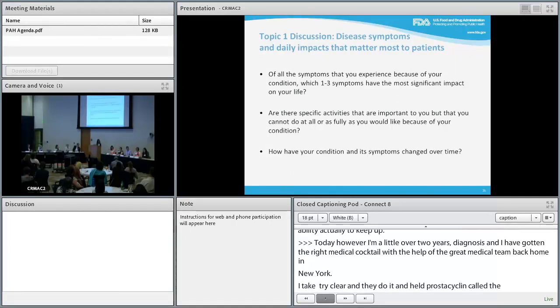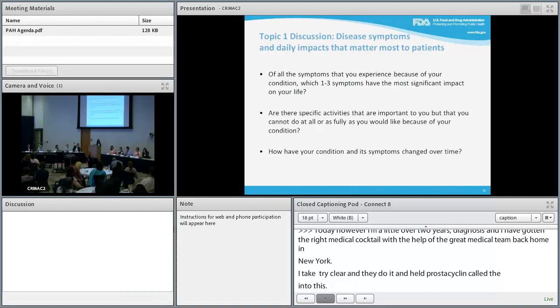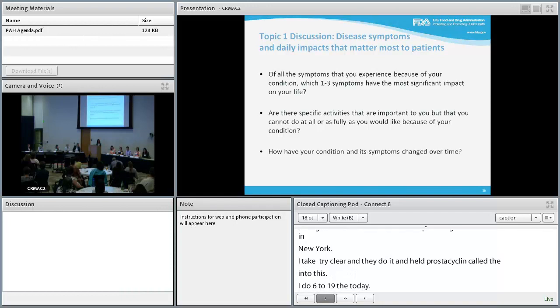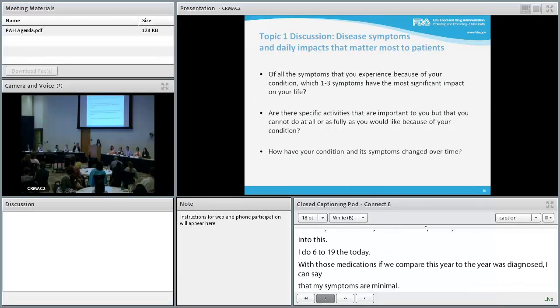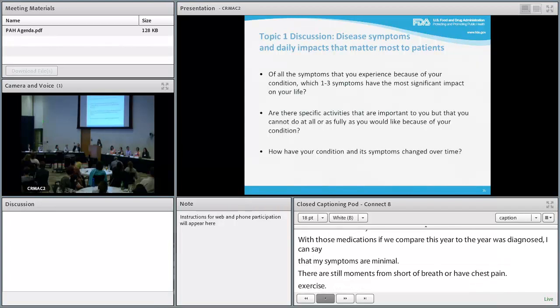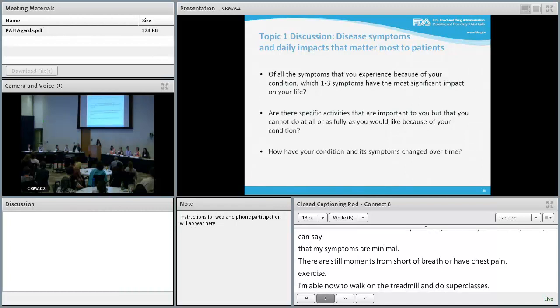are minimal. There are still moments where I'm short of breath or have chest pain, but it occurs mostly with intense exercise. I'm able now to walk on the treadmill and do Zumba classes, whereas 2 years ago, I wasn't able to walk the 50 feet from my car to the elevator at my building, or even up the stairs from my living room to my bedroom.